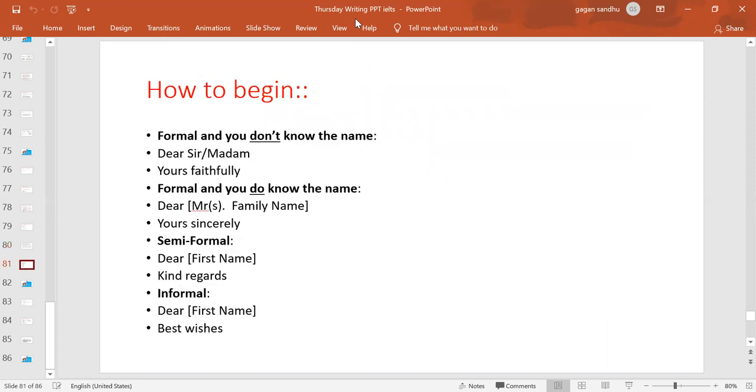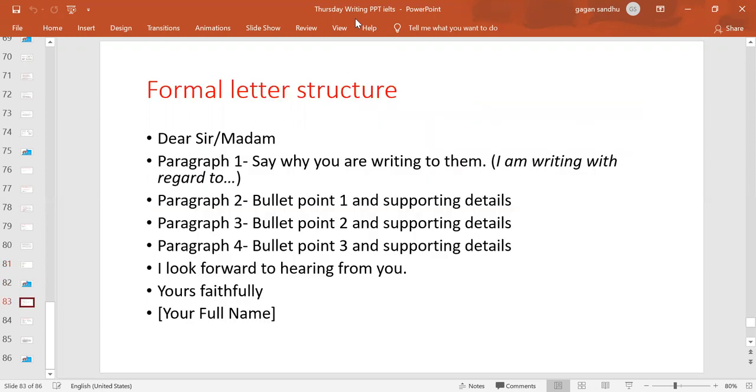So you begin your letter as per the category of the letter, just as given in this slide. Formal, you don't know the name, like this. Formal, you know the name, like this. And semi-formal, dear first name and kind regards. And informal, dear first name, best wishes. This is the letter structure you will be using to write your letter. Obviously this will vary according to the letter.